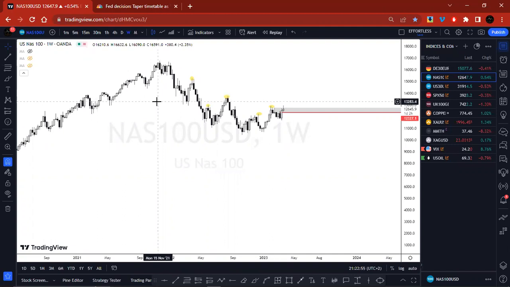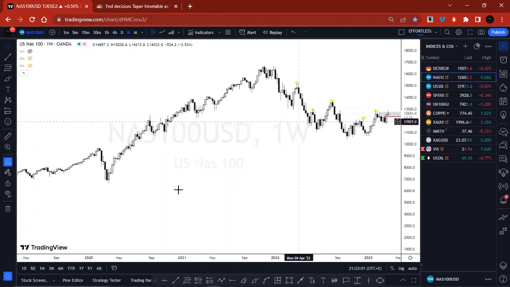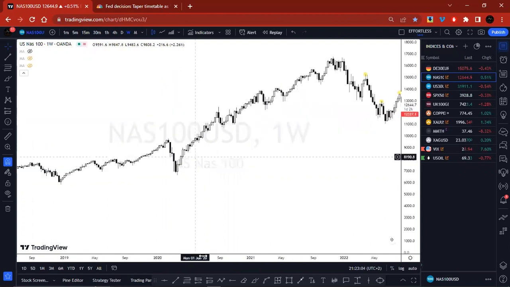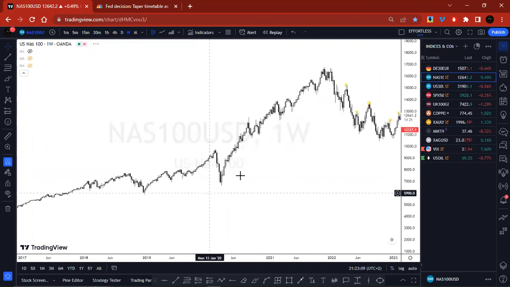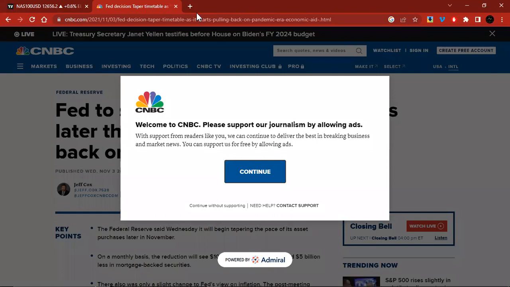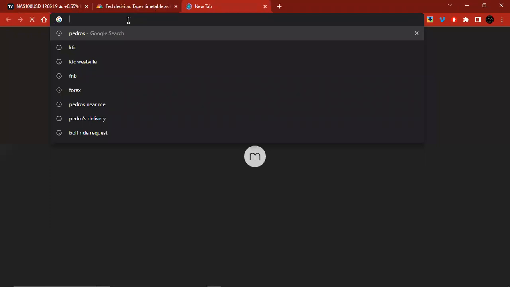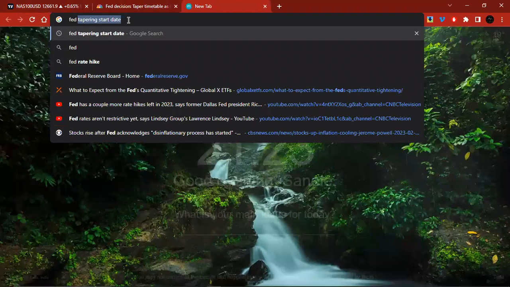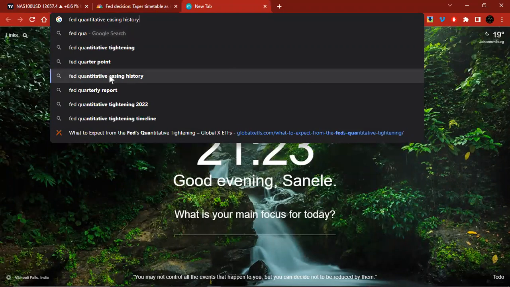Because what resulted in this rally that we had? Or, not what resulted, what was the cause of this rally that we had, like this one from 2020? Yeah, from 2020. That was the pandemic aid. Okay, so in simpler terms? Quantitative easing. Exactly. Quantitative easing.